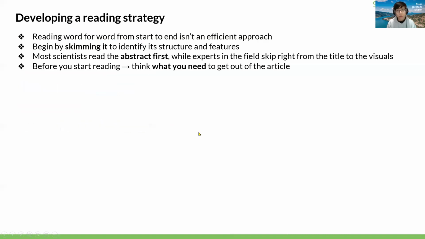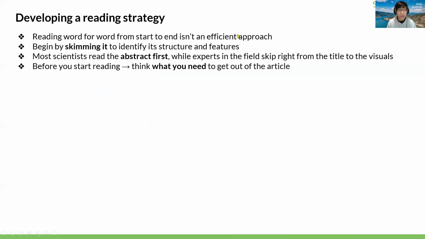Okay, so you need to develop a reading strategy. A reading strategy is unique for each person, and reading scientific articles can be pretty complicated. What you don't want to do is read word for word from start to finish.